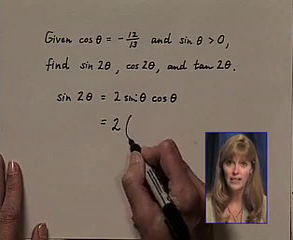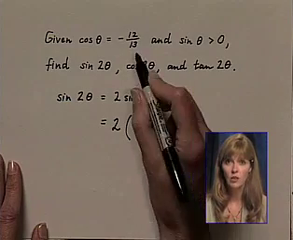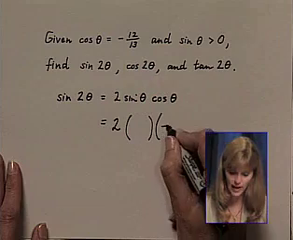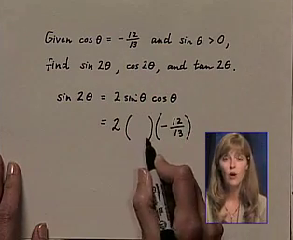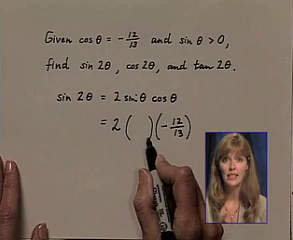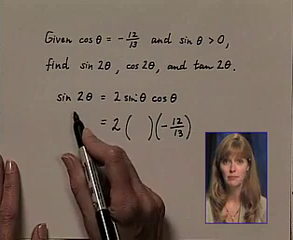The sine of theta is going to need to be found. It's not given to us. The cosine of theta we're given is equivalent to negative 12/13. So what we're going to do is concentrate on figuring out what the sine of theta is equal to in order to be able to evaluate this particular function.